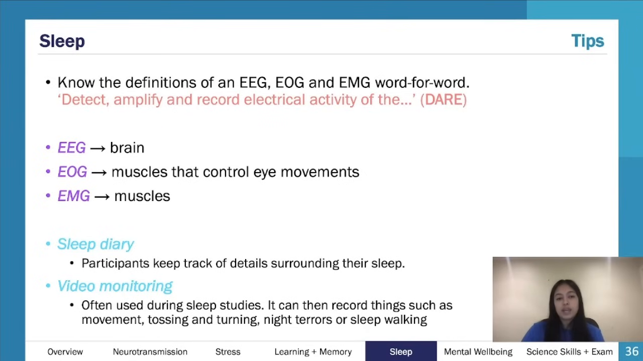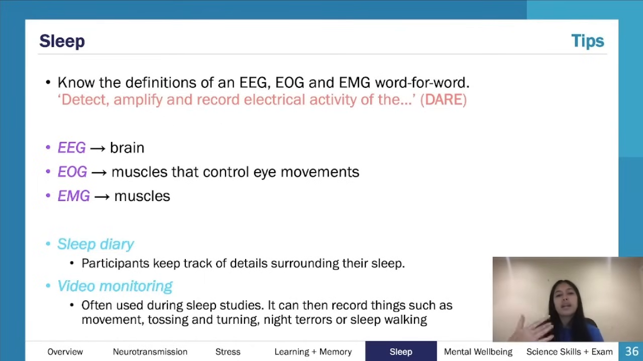Important with your EOG, muscles that control eye movements. Do not say record electrical activity of the eyes. VCAA won't accept it because you're not detecting the electrical activity of the eyes. If you've seen someone that's got an EOG, they put it around here because they're detecting the movement, or the activity, I should say, of the muscles that control your eyes. So obviously when the muscles that control your eyes have high activity, your eyes are going to be moving.